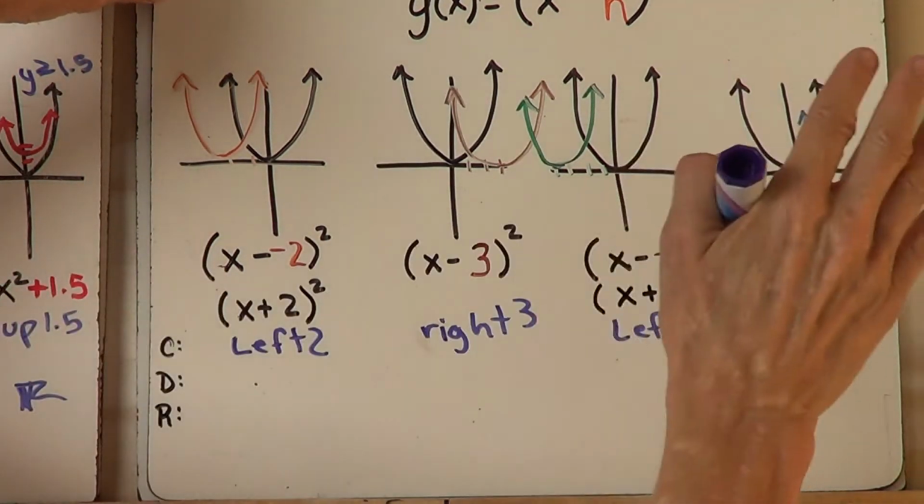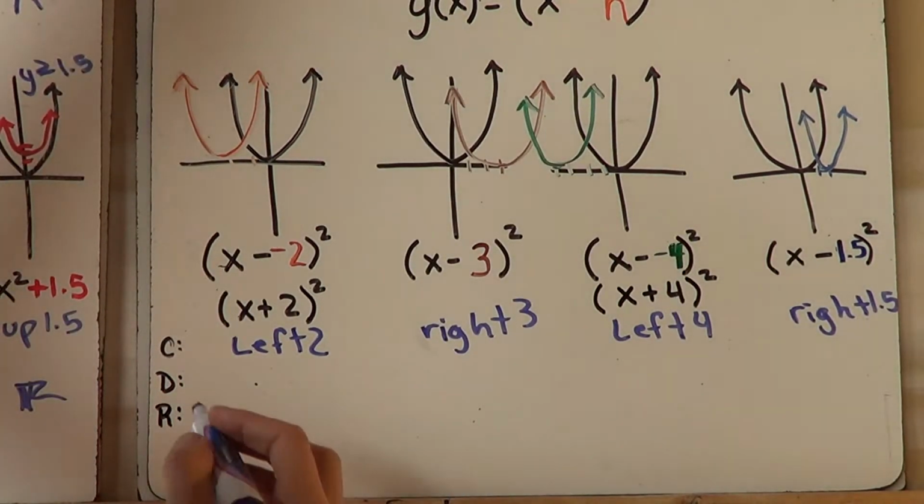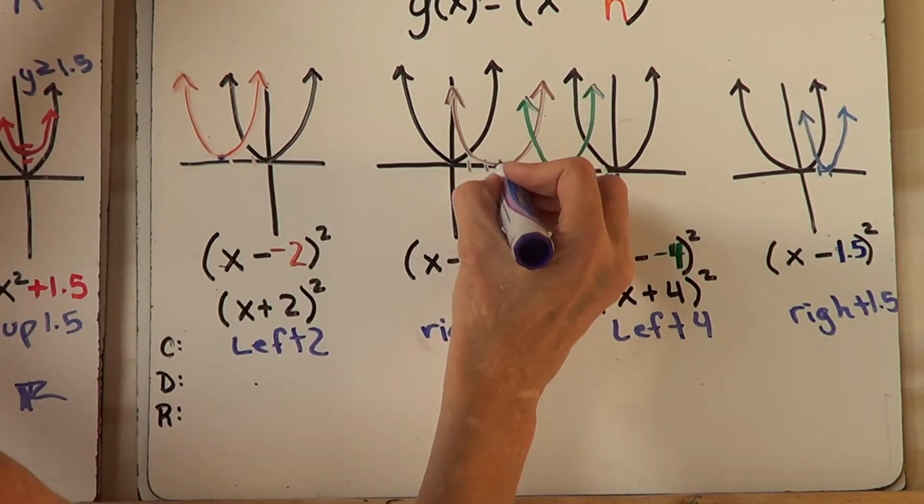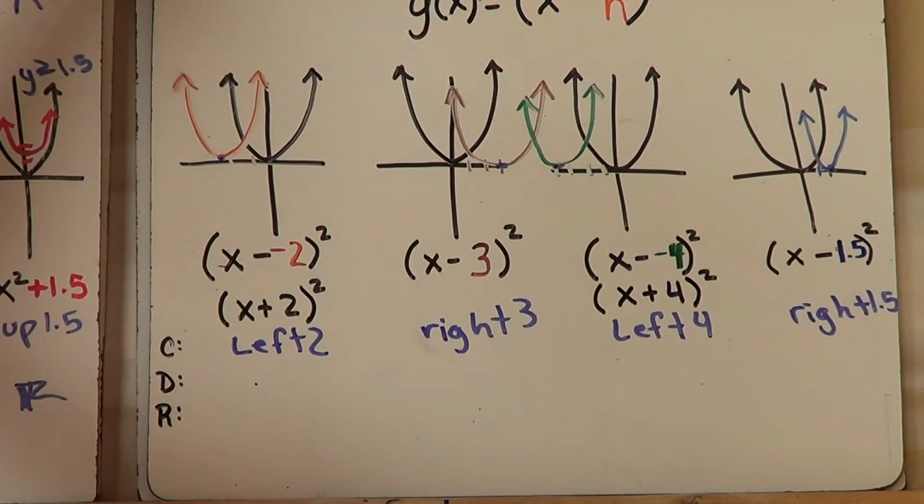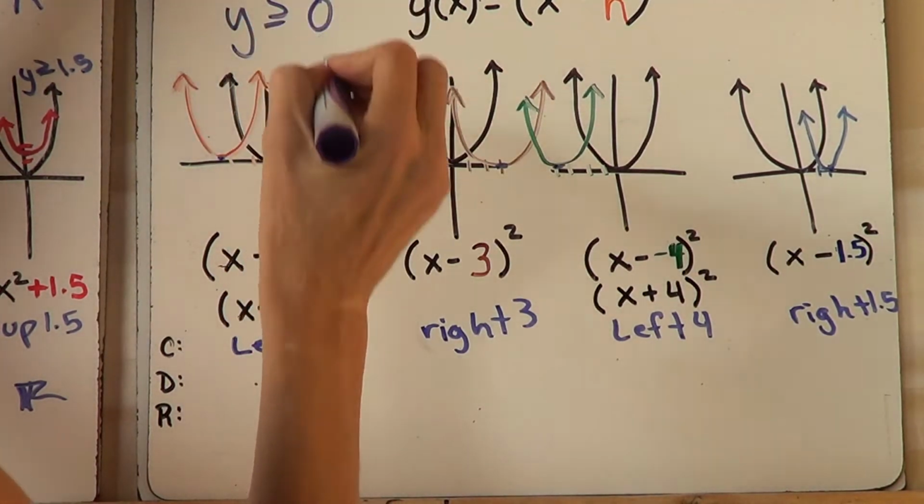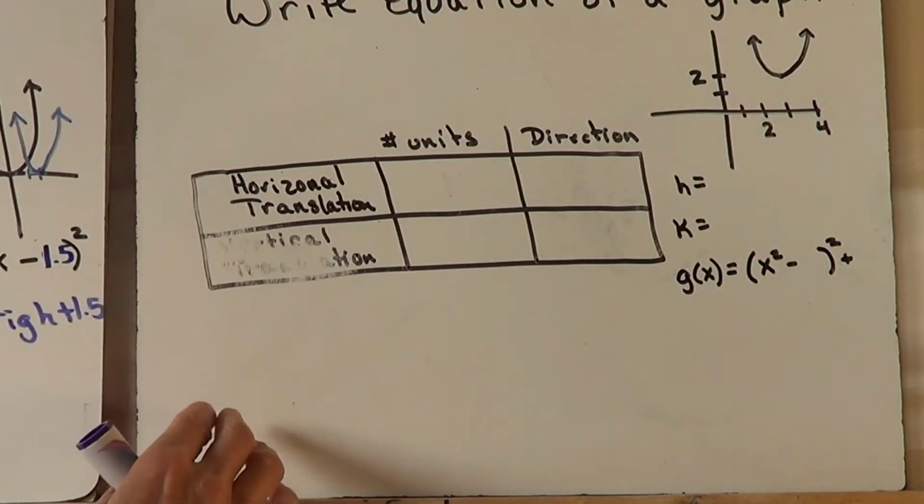Domain again is all real numbers for all of them because it's how far it spreads out this way. And as you can see, the lowest level on any of these is still at 0, so it did not change the range. The range would still be y is greater than or equal to 0. So the h shift doesn't change your range, only the k shift.